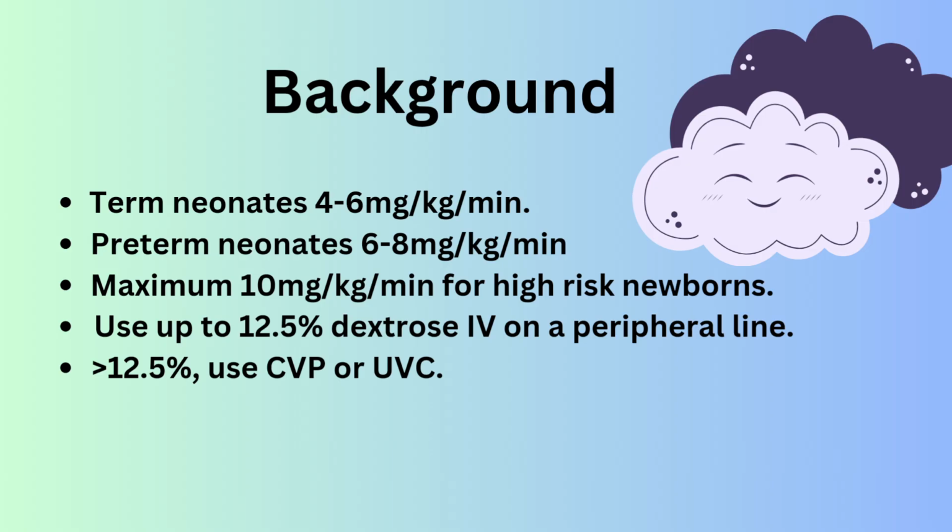Okay, so just to recap on some of the important things we discussed on the last video, the normal glucose delivery for a term neonate is between 4 to 6 milligrams per kg per minute. And for a preterm neonate, it is 6 to 8 milligrams per kg per minute. And the maximum for the two is 10 milligrams per kg per minute, especially if you're dealing with children with a risk of hypoglycemia, like your preterm babies, infant of a diabetic mother, septic neonates, etc.